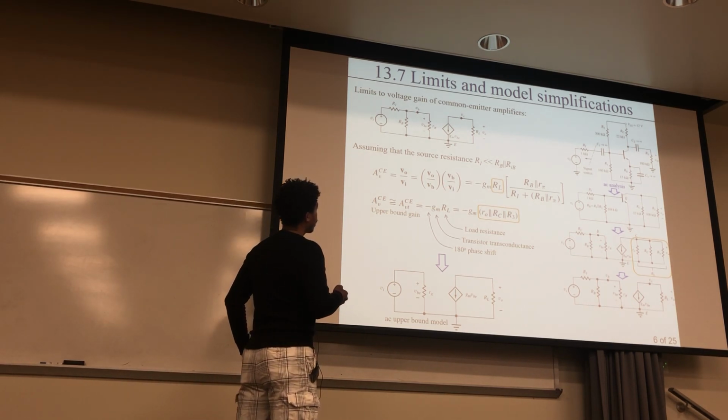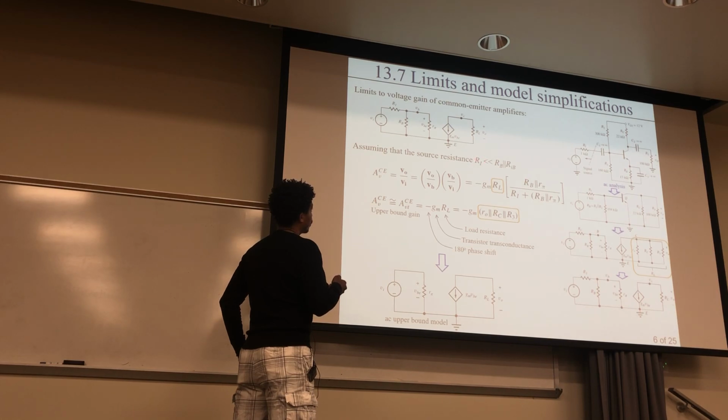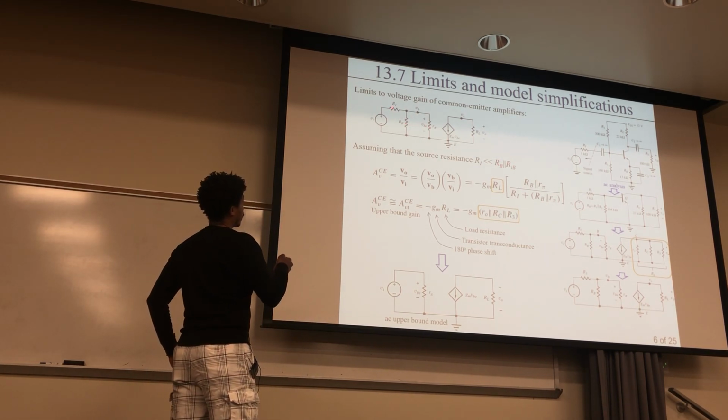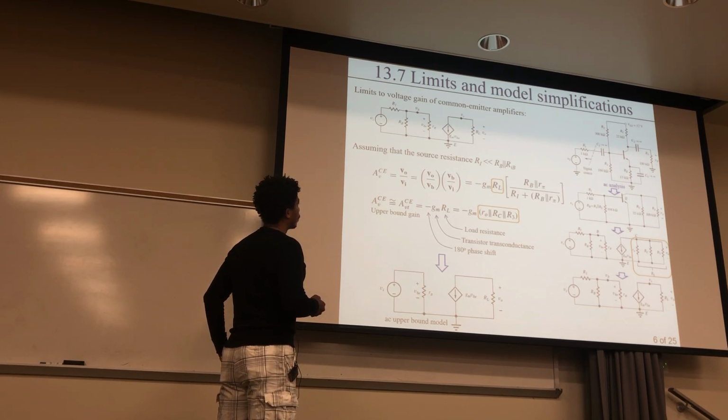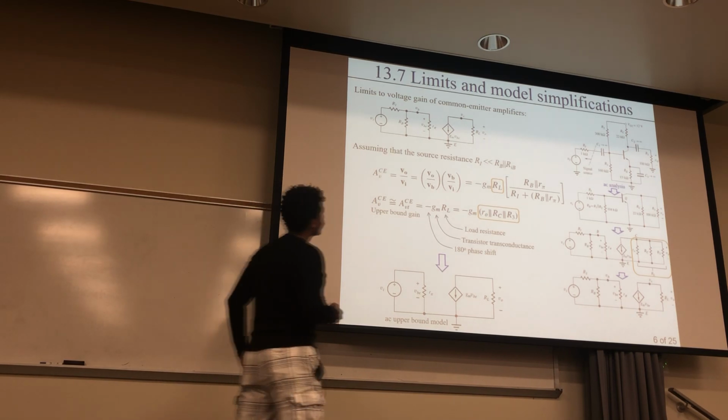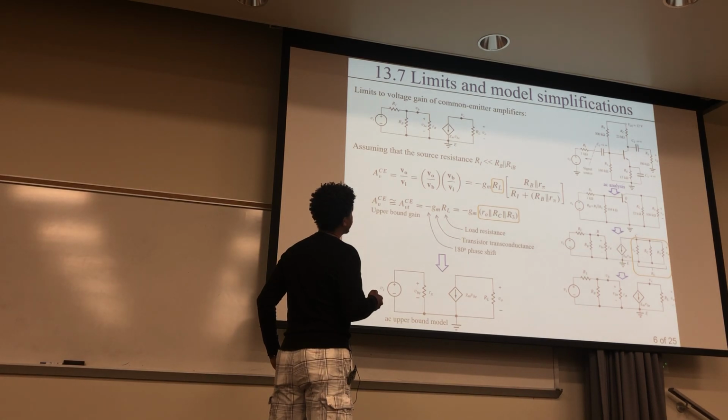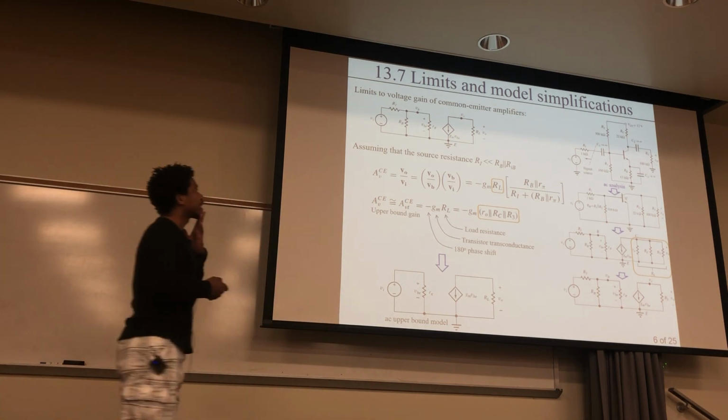Now, what we can do, we can assume this Ri is much, much less than these two guys in parallel. I'm talking about these two guys right here. So this is going to be much, much smaller than these two in parallel. So if that's the case, then what we can say is this. Let me think for a second.